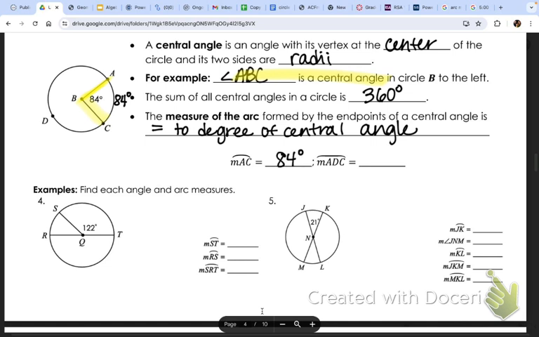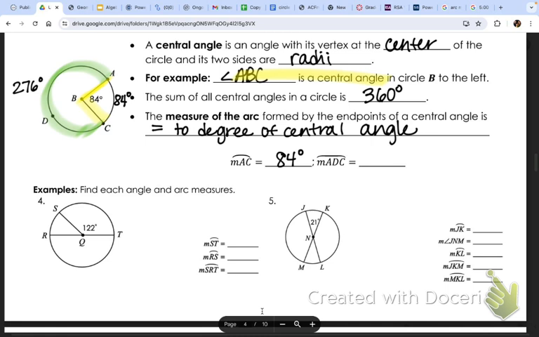Can you subtract from 360 real quick? What would be the measure of ADC? That's the major arc that goes the rest of the way around the circle. Okay, so ADC goes the rest of the way around. And it's how many degrees? 276. That's all you gotta do.